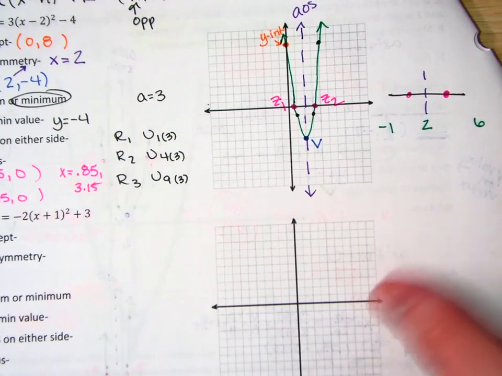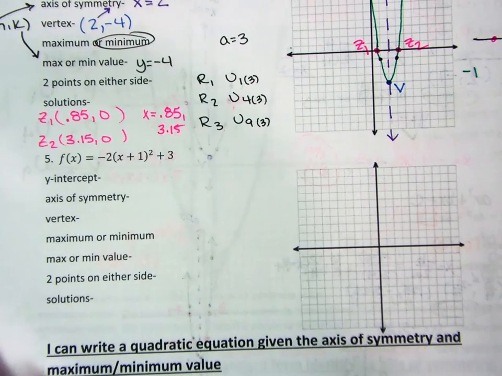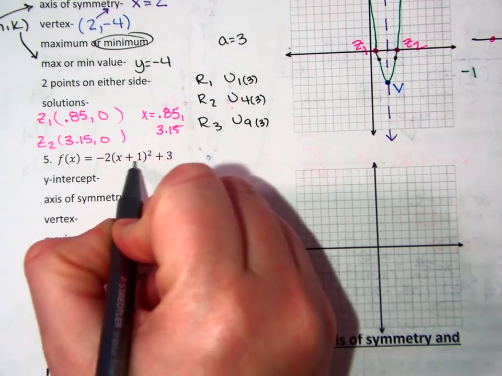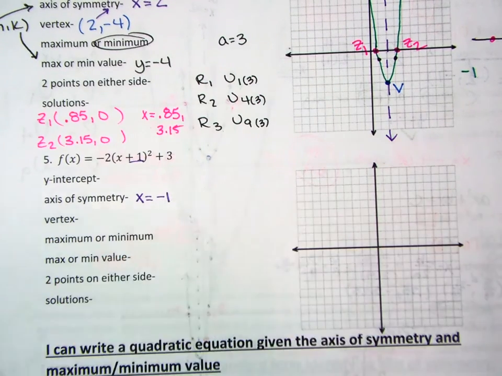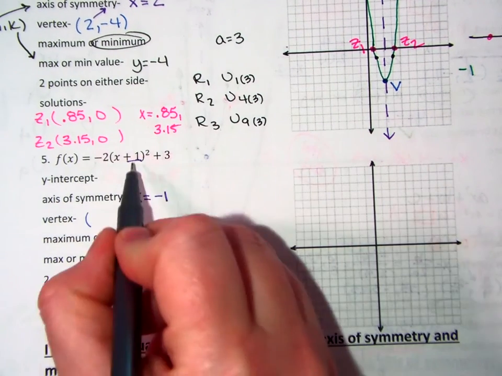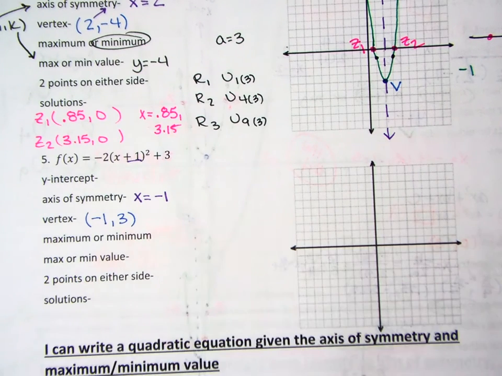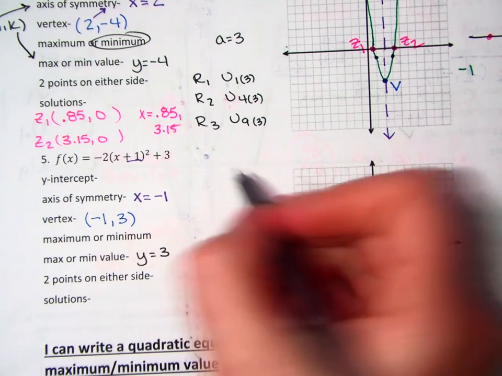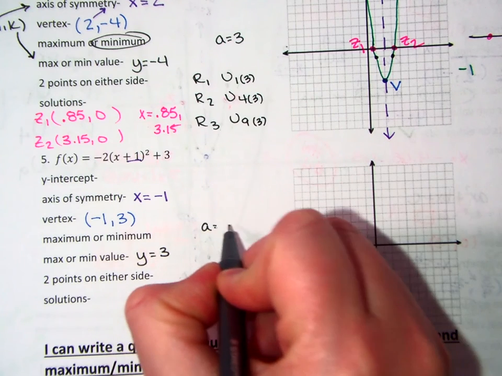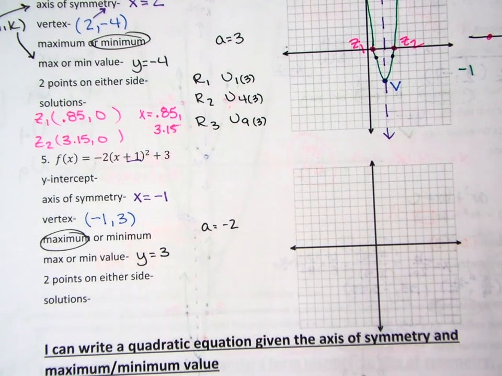Okay. Second example, once again, vertex form. So my axis of symmetry is from here. It's x equals negative 1. It's the opposite of what you see. My vertex is negative 1, comma 3. My min-max value is y equals 3. A is negative 2, which means it's negative, so this is a max.